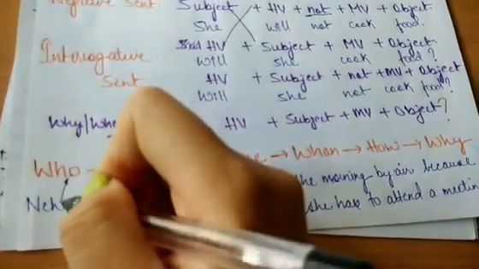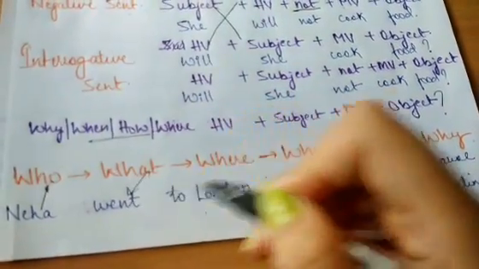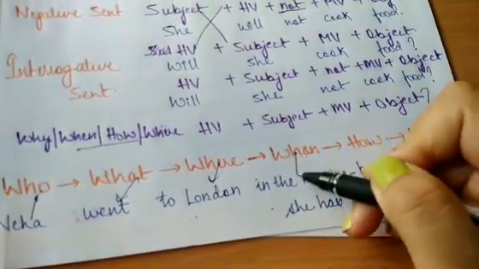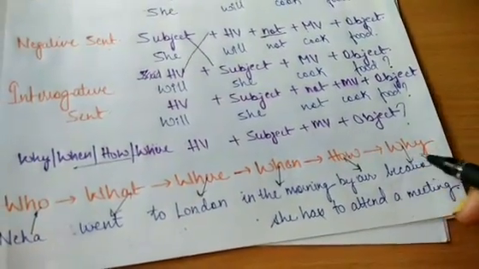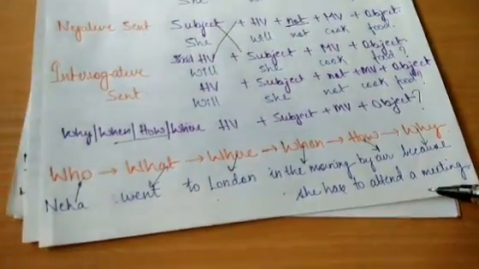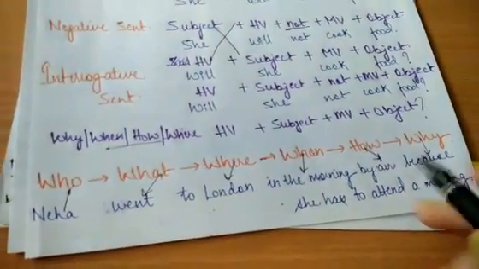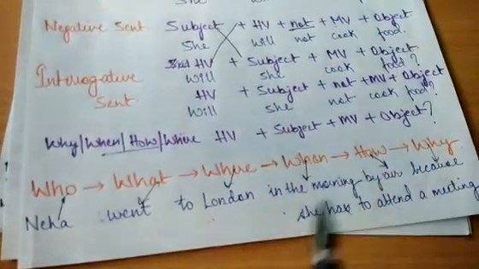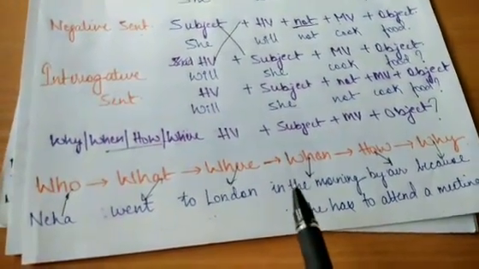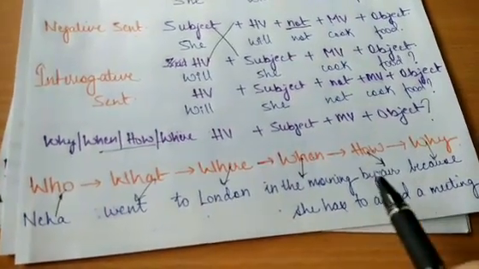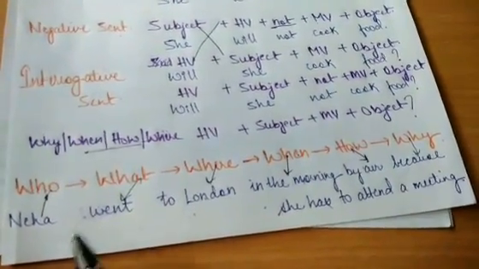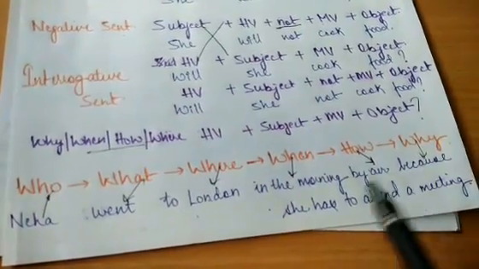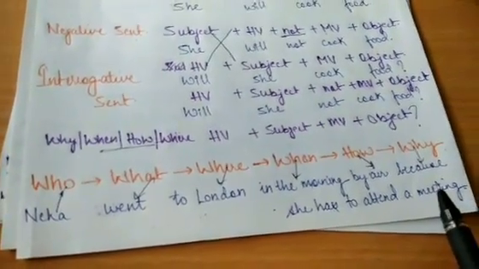Neha, this is who, what, where, when, how. Then at last it is the reason. If we miss something, it does not matter, other things will follow the same. If I say Neha went to London by air because she has to attend a meeting, or Neha went to London because she has to attend a meeting.